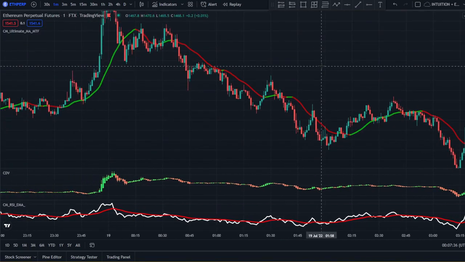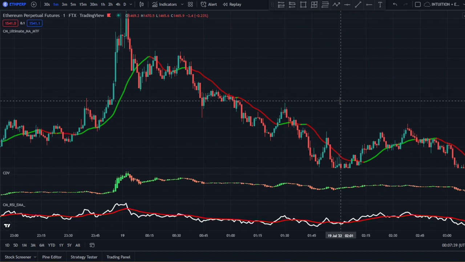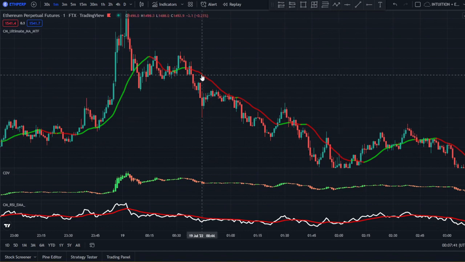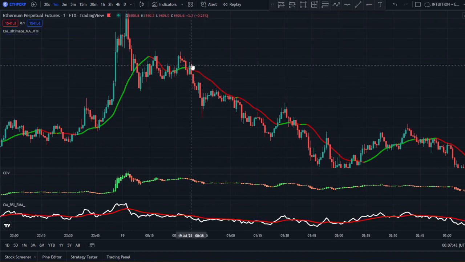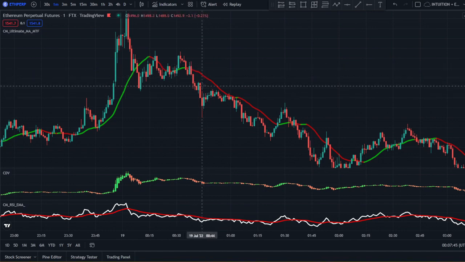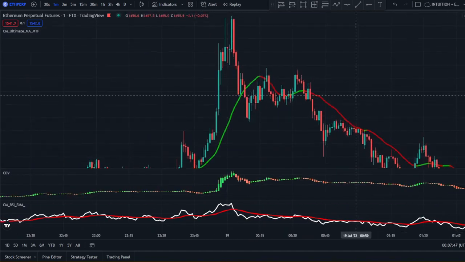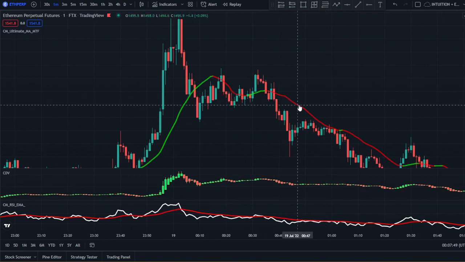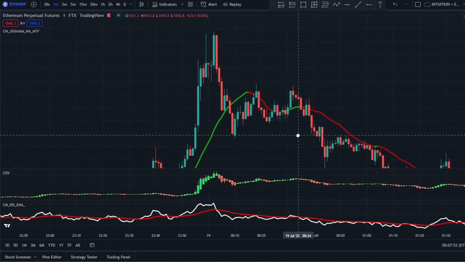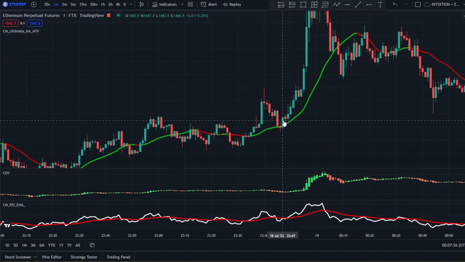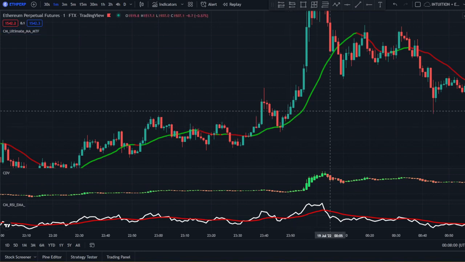So for the first part of this strategy, what you'll be needing is your trend line and continuation. So what do I mean by that? If you want to look for a short position, the price must be below this trend line, and the trend line must be red in color. And if you want to look for a long position, the price must be above the trend line, and the trend line must be green in color.